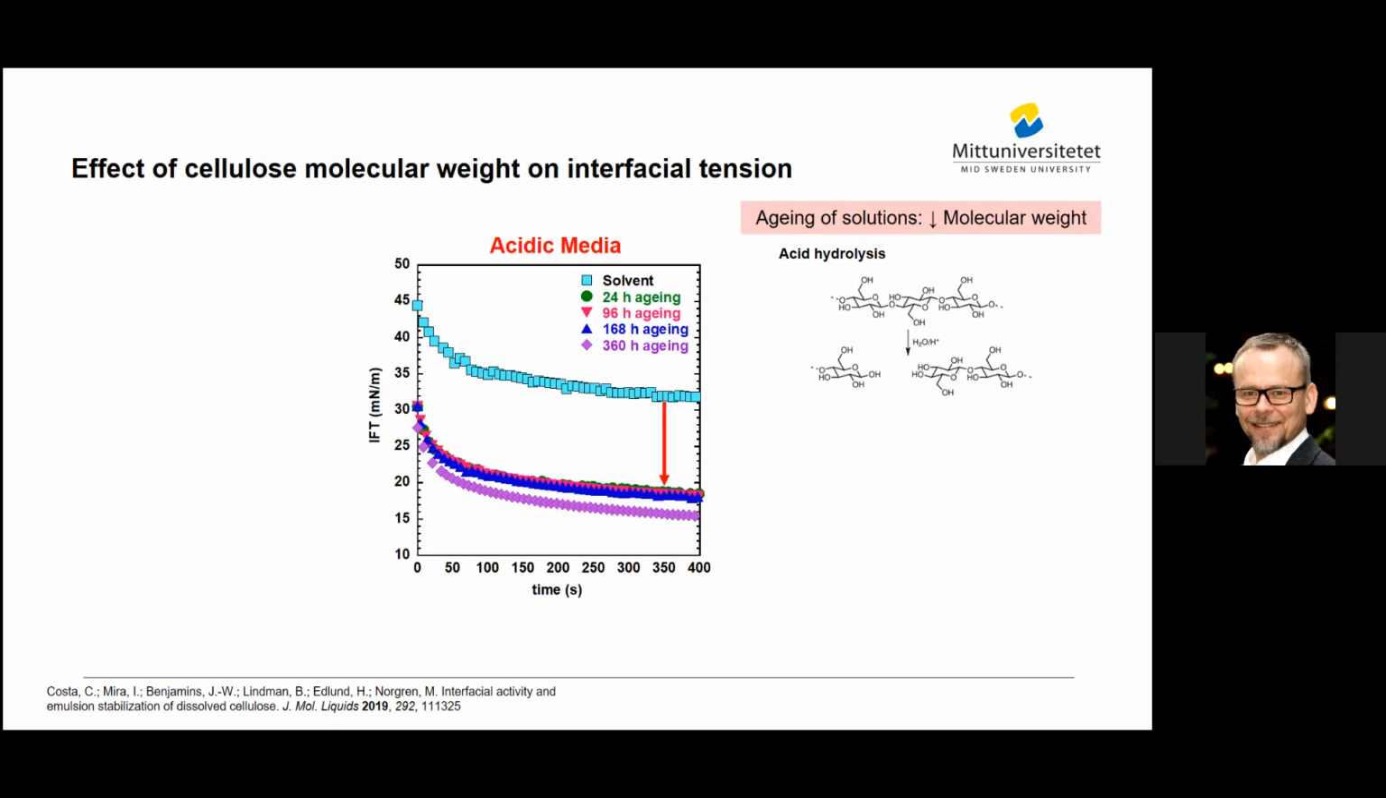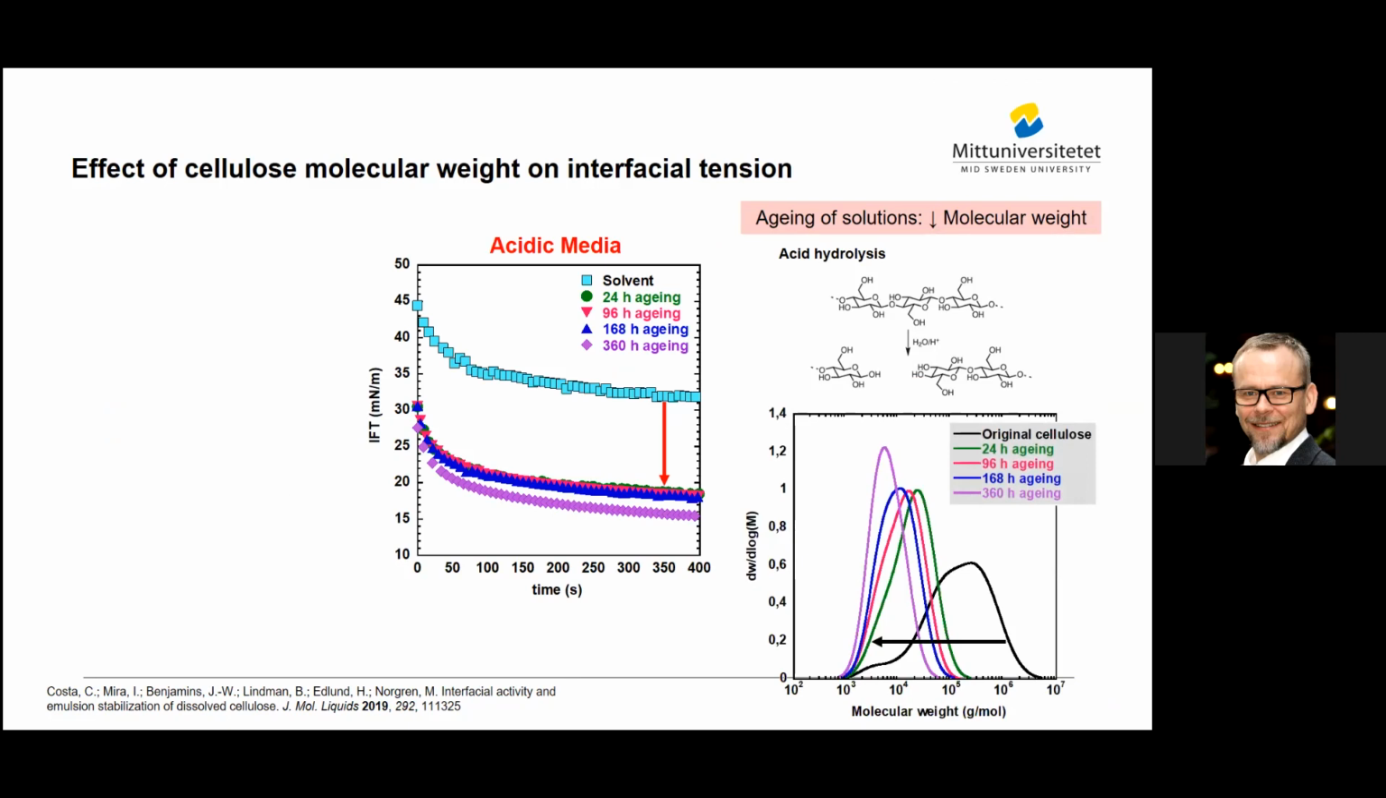So if we look at what I earlier mentioned about the molecular mass and how it influences, the aging in acidic media is quite radical when it comes to molecular mass. So we did a study where we looked at how the original cellulose was when it came to the molecular mass distribution, and how the different aging times change these distributional profiles.